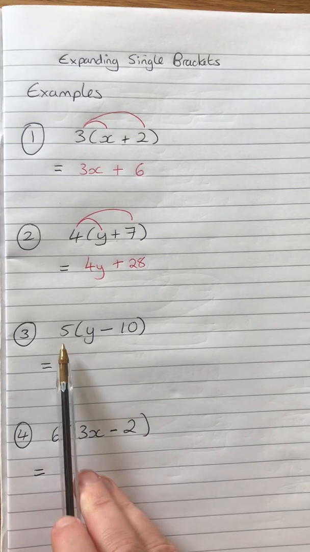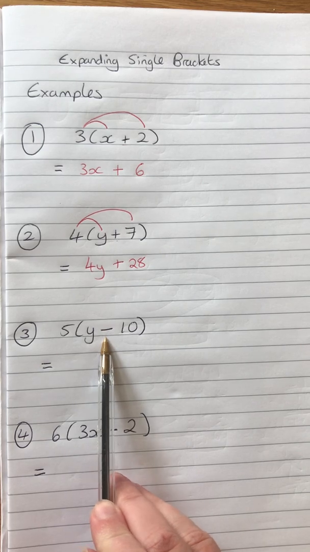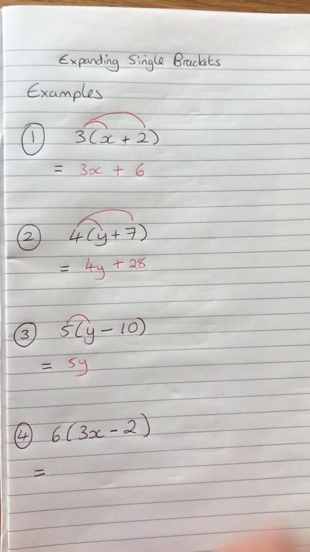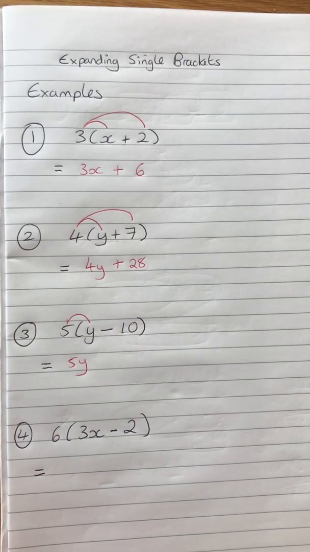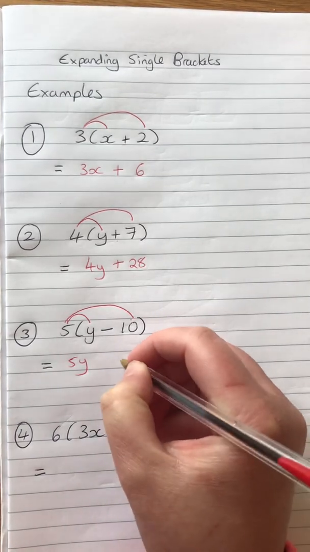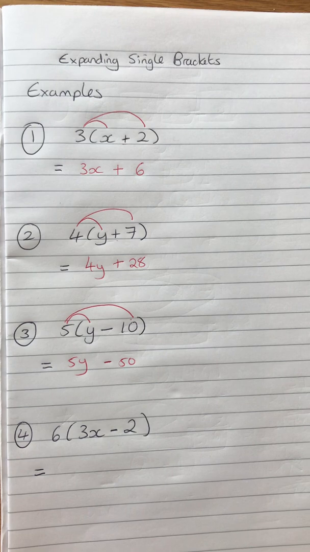Okay, next one then. Just because there's a minus inside that bracket, it works exactly the same. So we're going to multiply the 5 and the y together first, that gives me 5y. Then we're going to multiply the 5 and the 10 together, that gives me 50. And don't forget it's negative or minus 50 because of that minus inside that bracket.